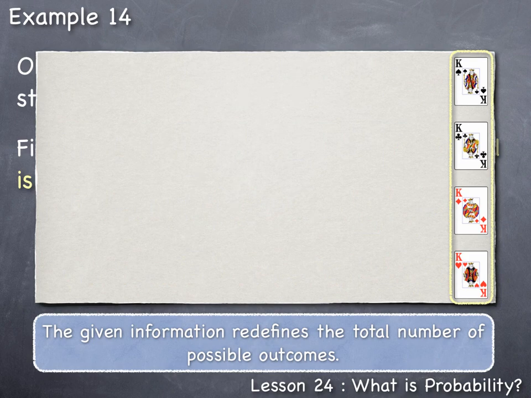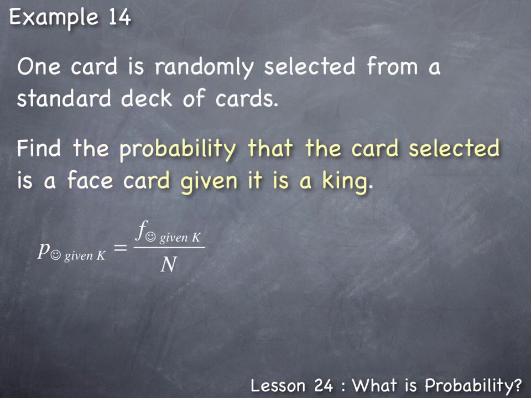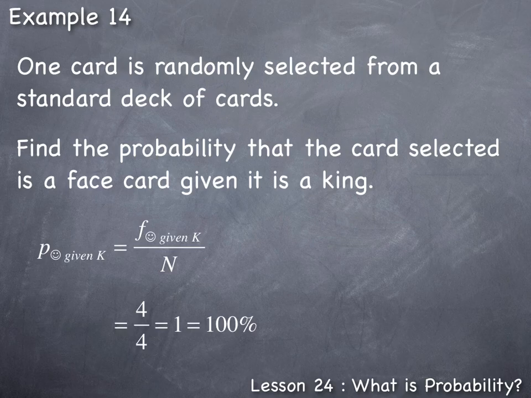So out of the 4 kings in the deck, the probability that the randomly selected card is a face card is, well, all the kings are face cards. So there are 4 face cards out of the 4 total kings. So the probability that the randomly selected card is a face card, given it's a king, is 4 chances out of 4. And 4 divided by 4 equals 1, or 100%. So there's a 100% chance that the card selected is a face card once we're given that we know it's a king.